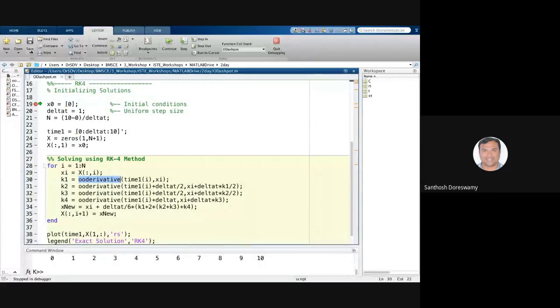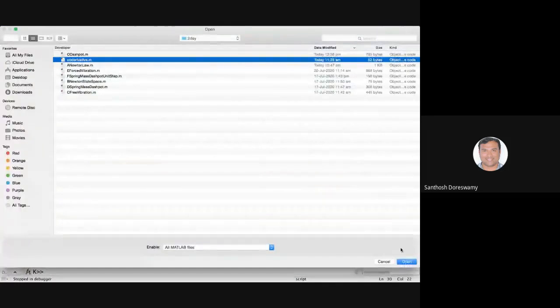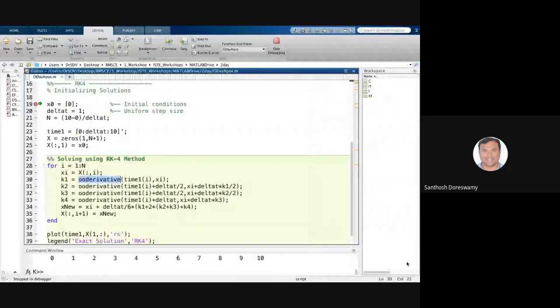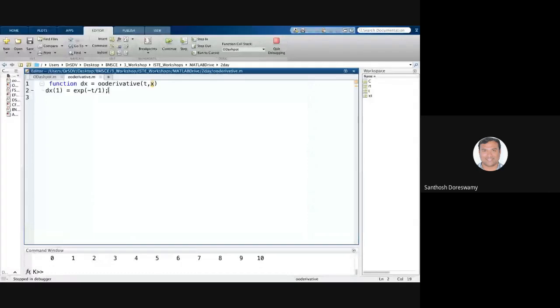Suppose I open that function, OO derivative.m. Since your derivative, dx by dt, is equal to the force value in time, it is now given as an expression. That expression is exp of minus t by 1, where the dashpot constant was 1. So I will make a function dx equals this, passing the arguments t and x. First I create a vector whose first element is equal to the value of the derivative given by the expression exp of minus t by 1. Once I do that, I will call that function here.